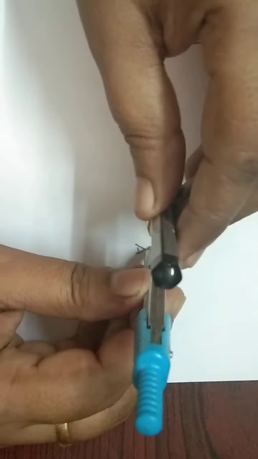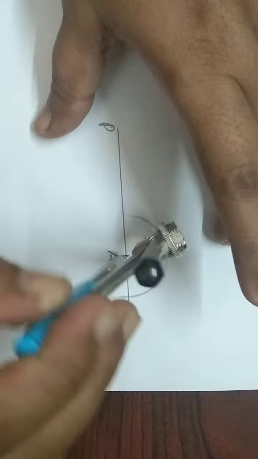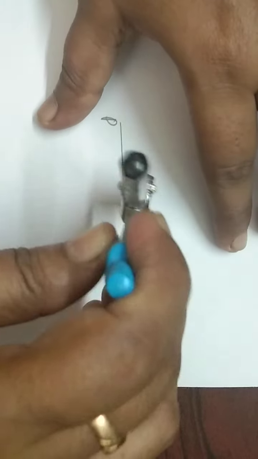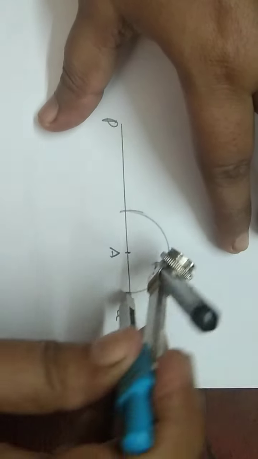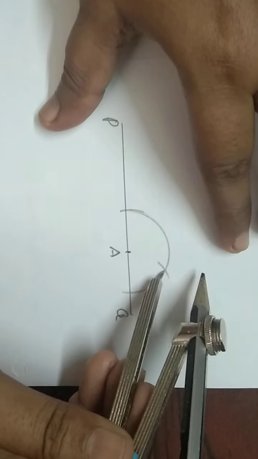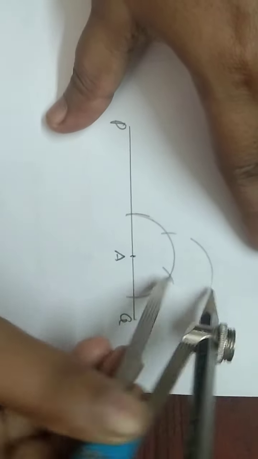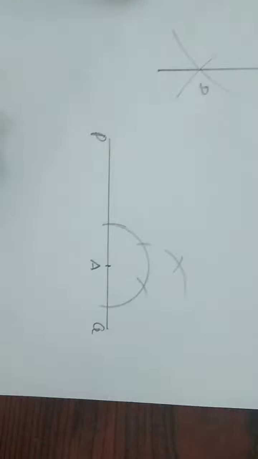For that, making A as the center, you can draw an arc. There are two ways. Using from this cutting, you can cut 60. One more cutting 120. From 60 and 120, you can draw an arc at the top, joining these 2 points.